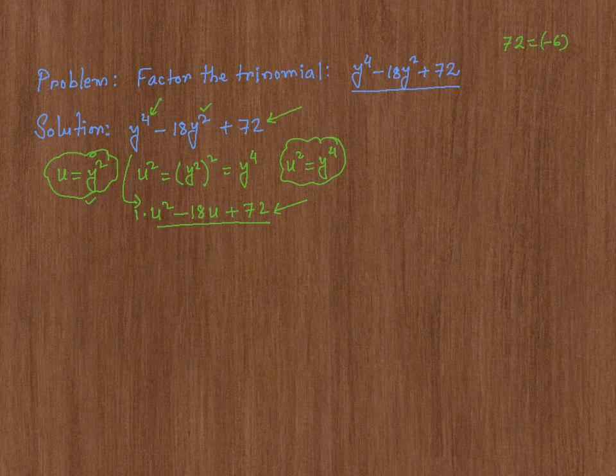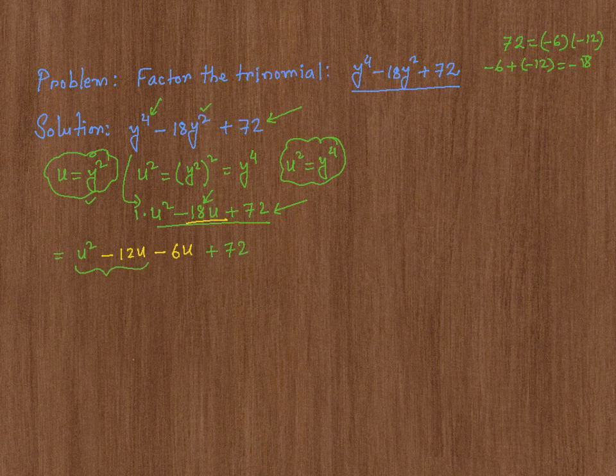Negative 6 times negative 12 is positive 72. Then if I add negative 6 to negative 12, that gives me negative 18. That's exactly what I have as the coefficient in the middle term, which is the u term. So let's go ahead and simplify it. So u square, now this negative 18u, I'm going to write it as negative 12u minus 6u. Then I have the positive 72.